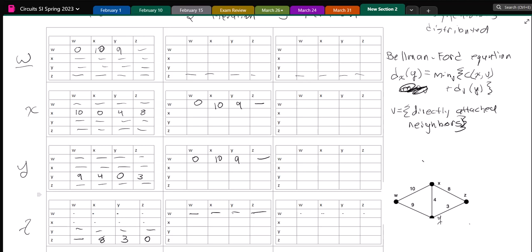Now X is going to send its distance vector to its directly attached neighbors. It's directly attached to everybody, so it will send 10, 0, 4, 8 to everybody, except for itself. It's going to calculate its own new values for itself using the Bellman-Ford equation. So let's send this up here. X: 10, 0, 4, 8.